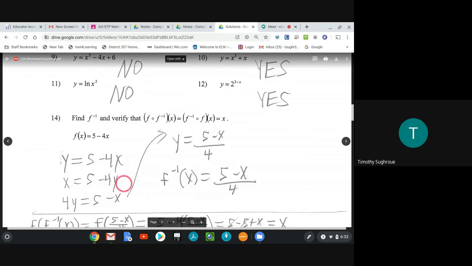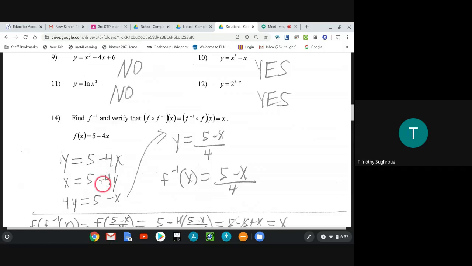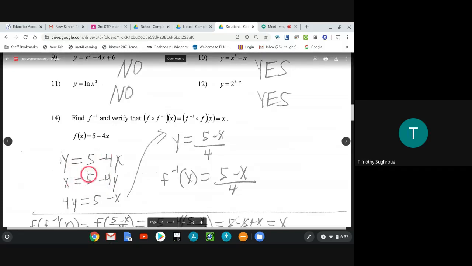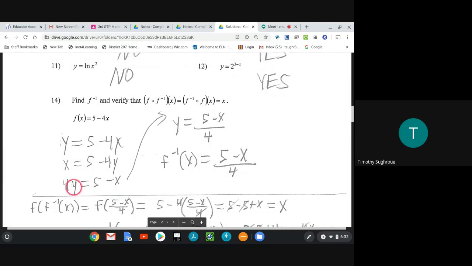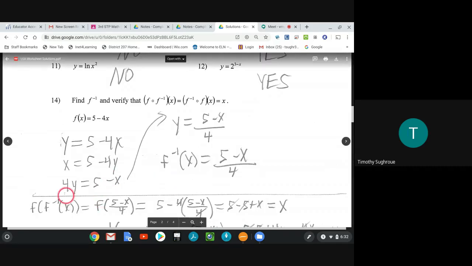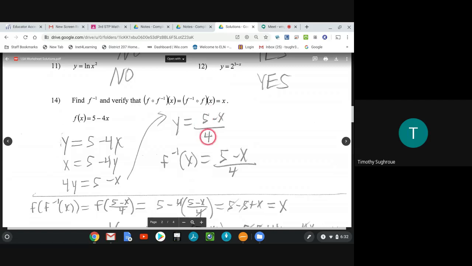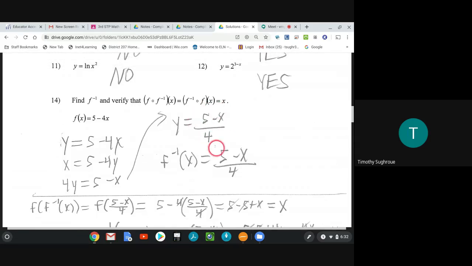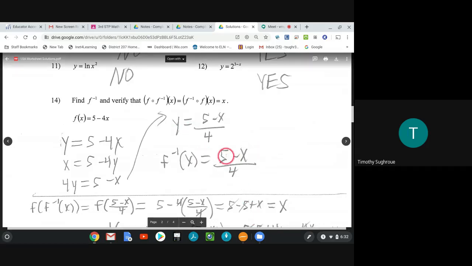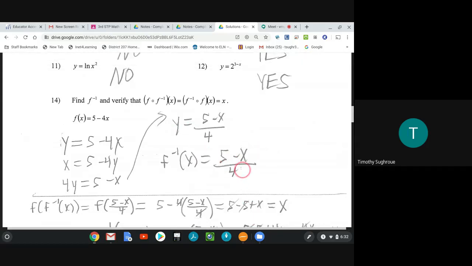X equals 5 minus 4y. Then I'm going to resolve this for y. If I add the 4y to this side and subtract the x over here, I get 4y equals 5 minus x. Divide both sides by 4, and we get y equals 5 minus x divided by 4. You could write this a number of different ways, but this is good enough. I've gotten y by itself. I'll just leave it like this.